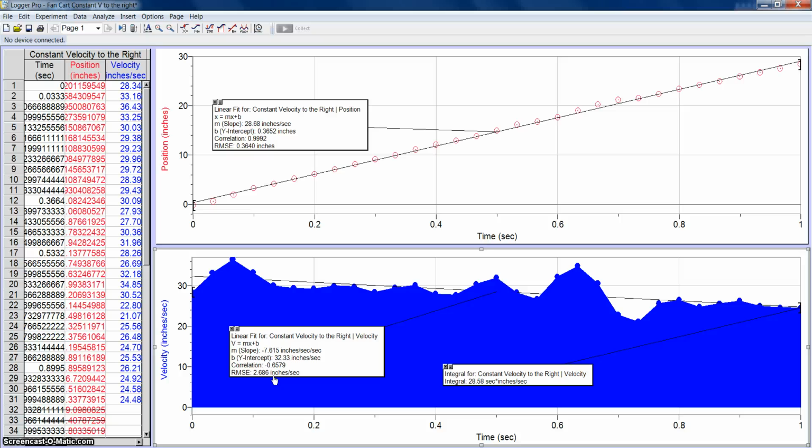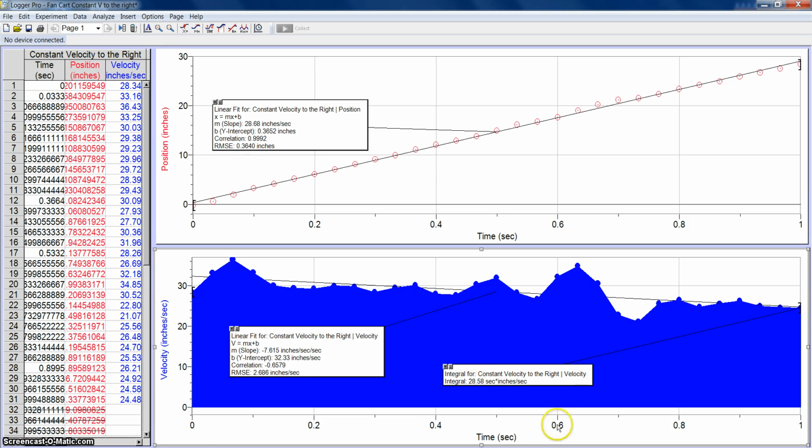Our y-intercept says that at time equals 0, our cart was going 32.33 inches per second already. And our velocity graph should not have come out like this. It should have been a horizontal line.